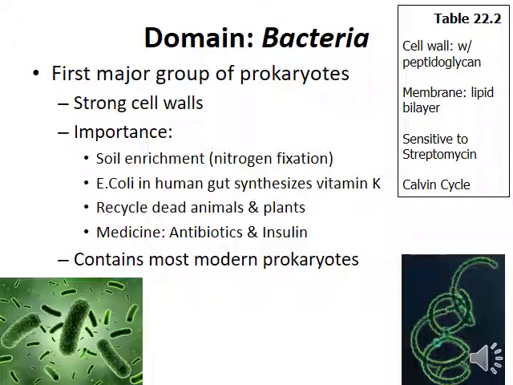A couple of things to note in addition here, just to reemphasize this idea from this table in your text. The domain Bacteria is also characterized by having cell walls with peptidoglycan. Also the membrane having a lipid bilayer. They are sensitive to streptomycin and they are able to undergo the Calvin cycle. So just think about that as we compare the next group.